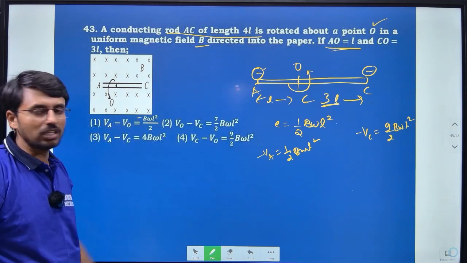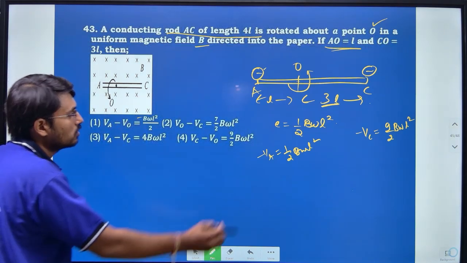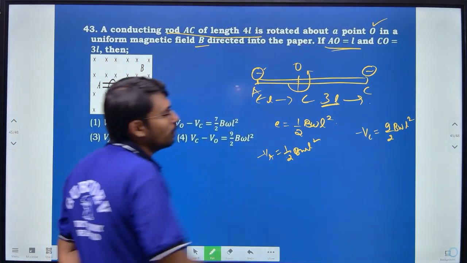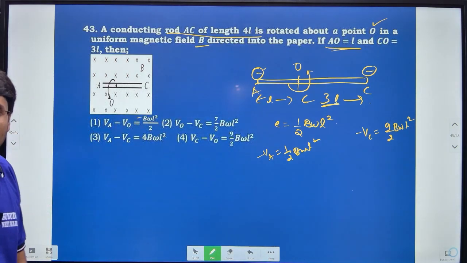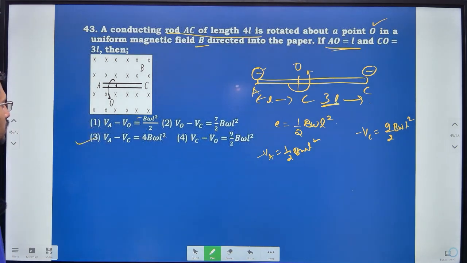VC is greater than VA, so therefore we will get a positive quantity here. So that is 9 by 2 minus 1 by 2. So 9 by 2 minus 1 by 2 will be what? That will be 4. So therefore option 3 will be the right answer here.